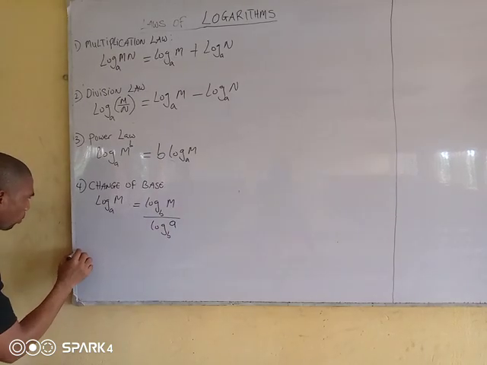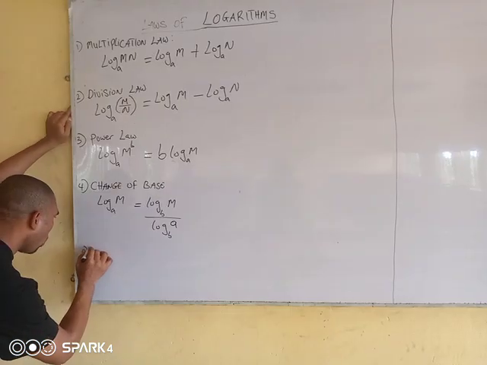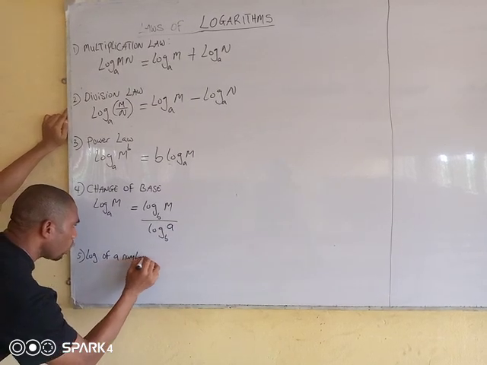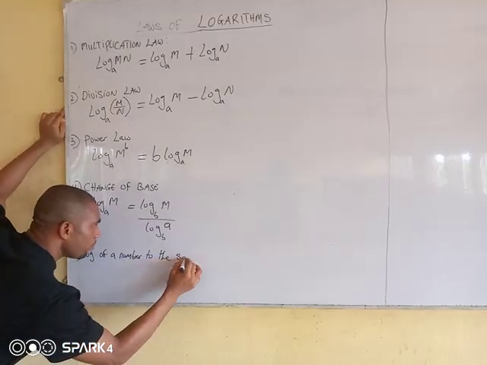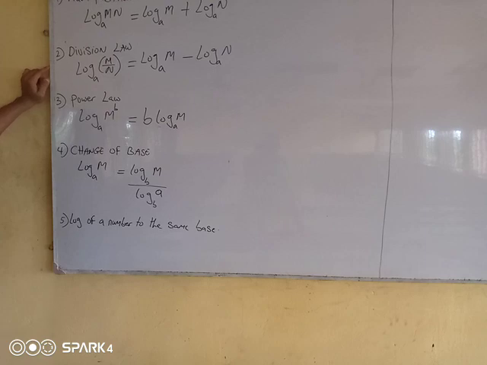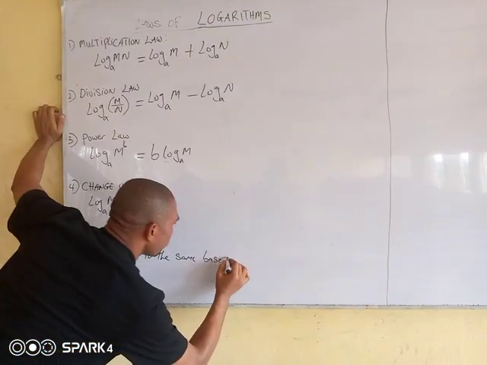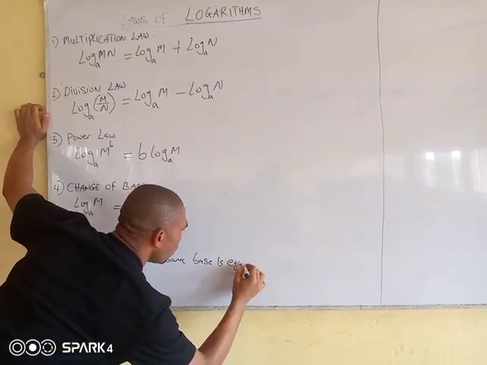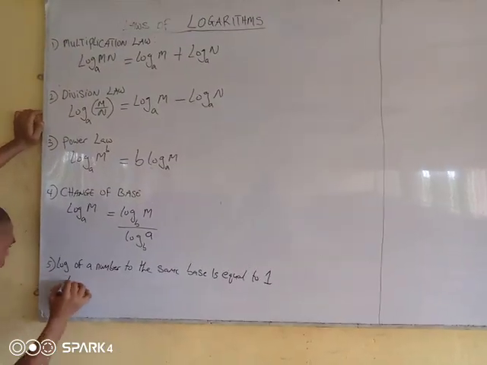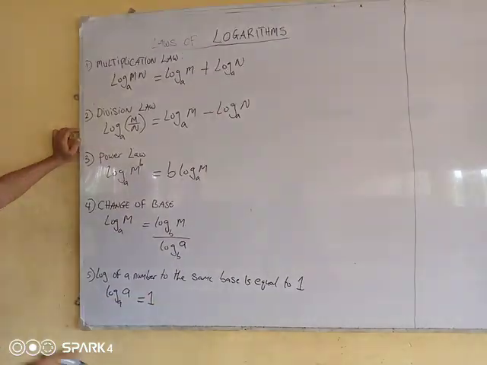Now, the next law is what I call the logarithm of a number to the same base. Now, what the logarithm of a number to the same base is simply saying is that the logarithm of a number to the same base is equal to 1. What that simply means is that you have log of a base a, it is equal to 1.